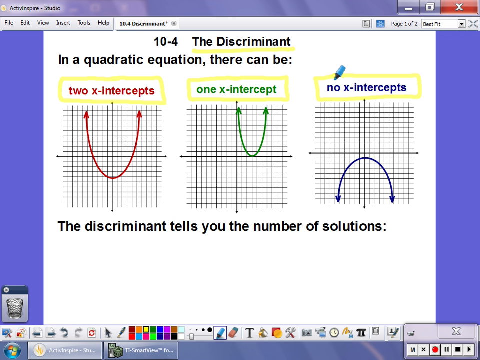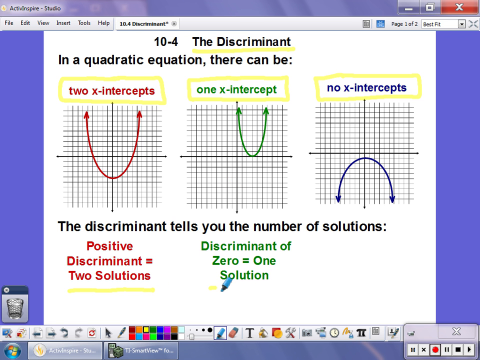Now, the rule is if you have two x-intercepts, that's two solutions. That means you're going to have a positive discriminant, and I'll explain why in a little bit. I just want to give you kind of the foundation here. One x-intercept, one solution will mean you have a discriminant of 0, and no solutions means you're going to have a negative discriminant. And again, I'll explain the logic behind these three things once we start actually solving problems.